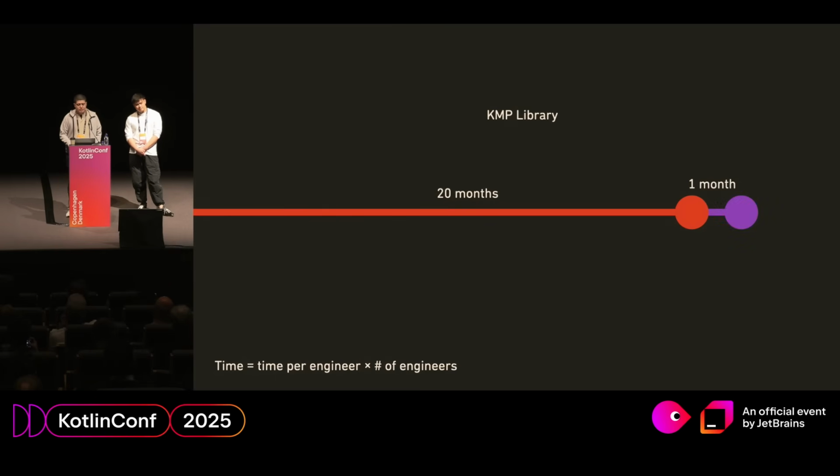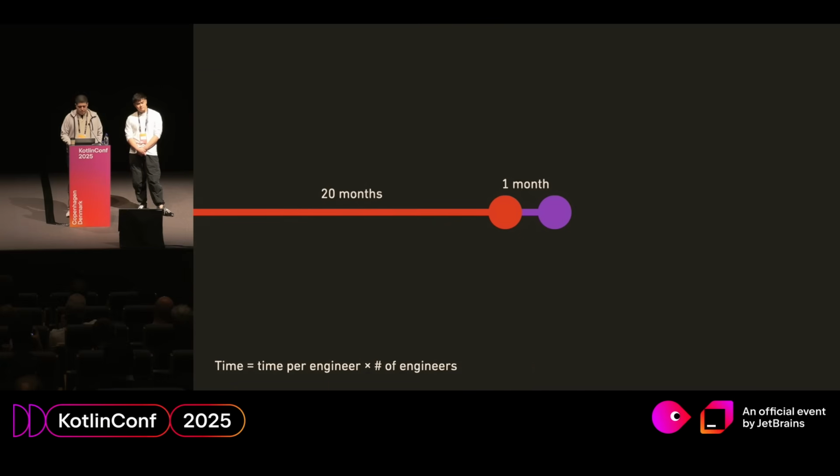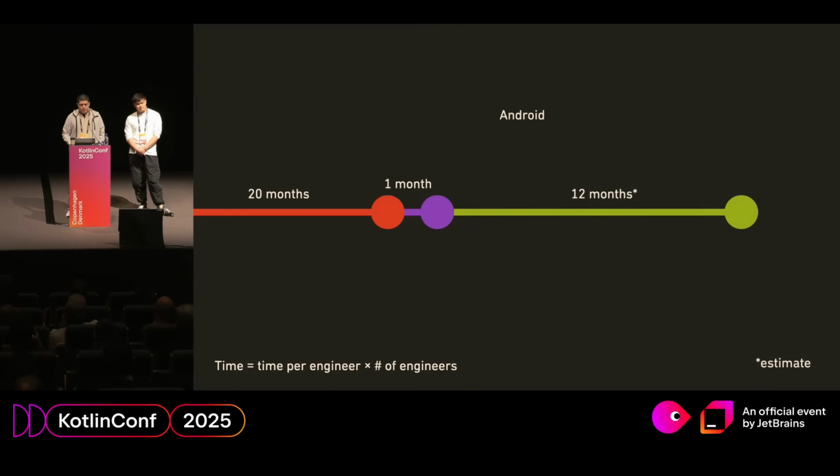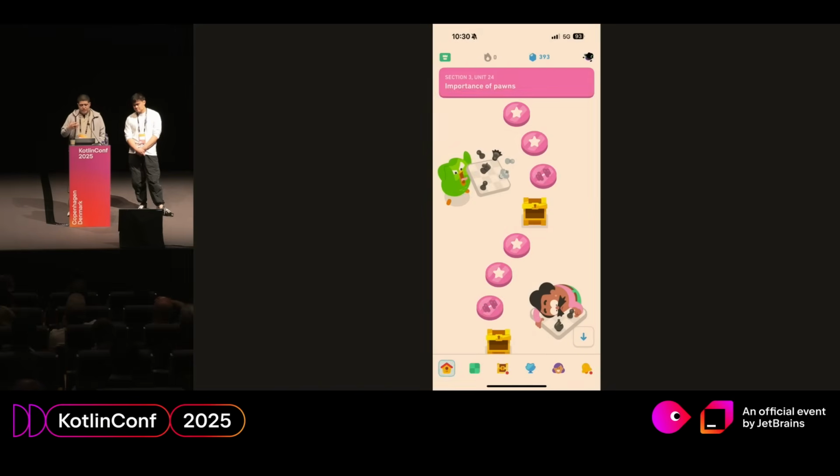To extract this into a KMP library then took a month. And the work on Android took 12 months, again layered. 1 engineer for 1 month, 2 engineers for another month, 3 engineers for 3 months. This was not for the KMP portion, but a lot of the challenges have to be integrated into this path.